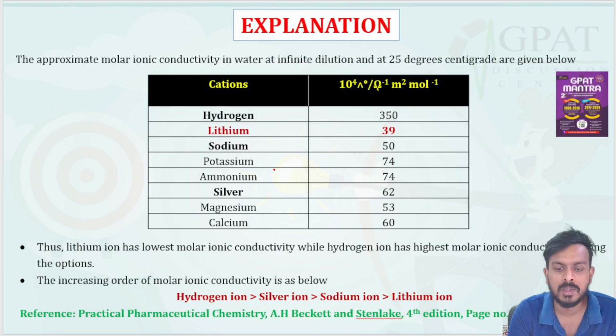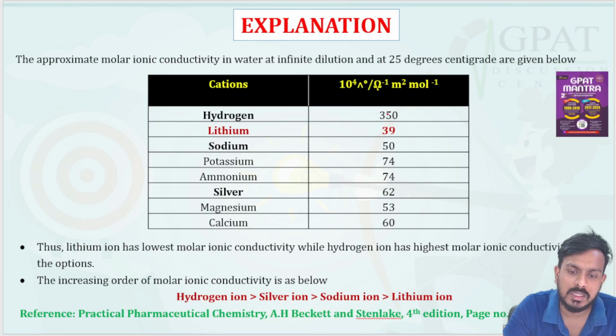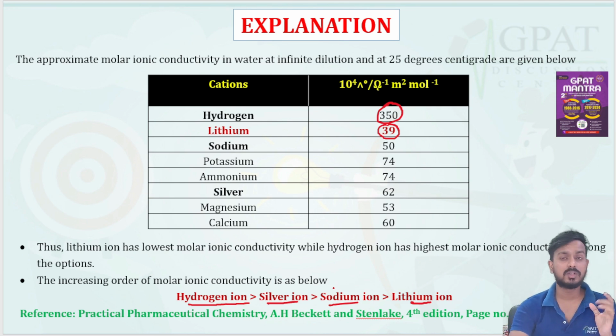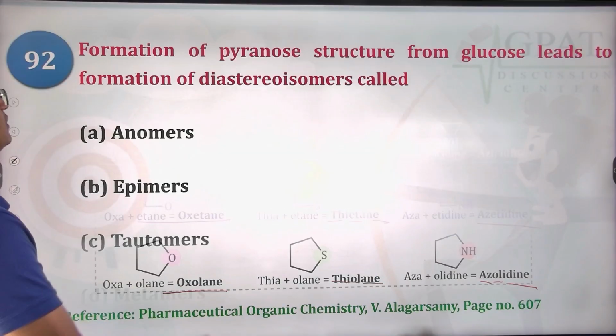Why lithium ion? Let's see. If you see the conductivity, lithium ion has the least conductivity, of 39. So lithium has the lowest molar ionic conductivity, while hydrogen ion has the highest. So the increasing order of ionic conductivity is below. Hydrogen ion is highest, then silver ion, then sodium ion, and the lowest is lithium ion. Please note this table. You can get this type of question in your exam, a question about ionic conductivity.